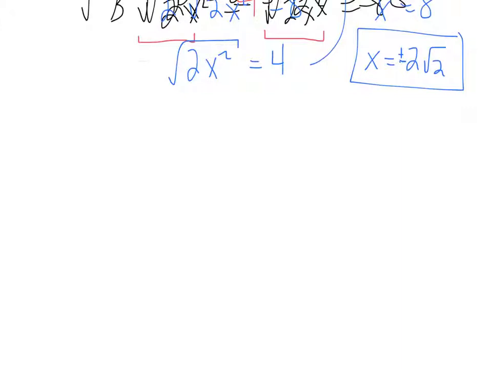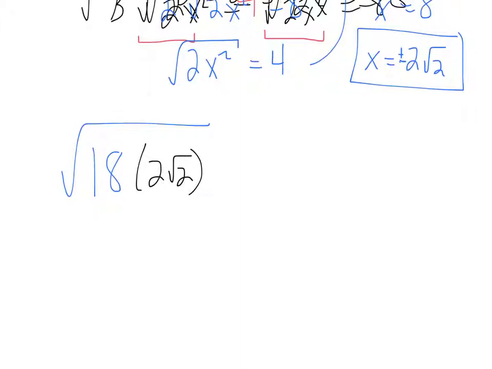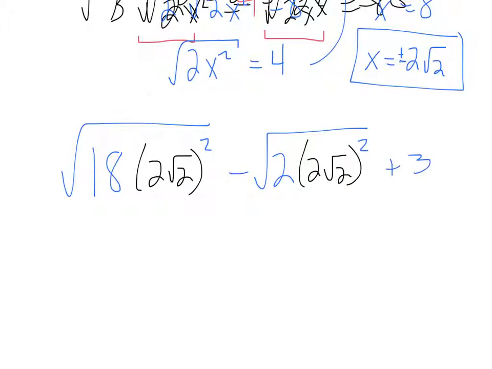So the original statement was this. And I'm going to put 2 radical 2 wherever I had x. All right, so here's my statement from earlier. And I have a 2 radical 2 where I had x. So this is where x was in the original equation. I'm going to check this right now.